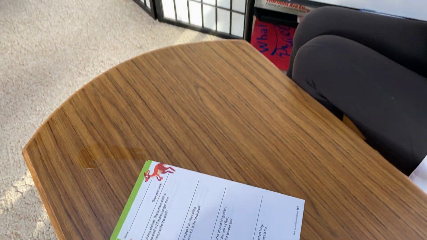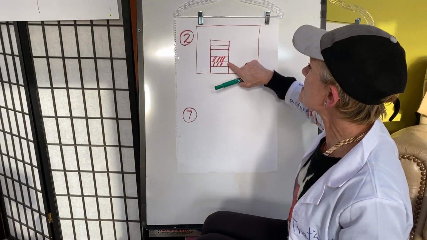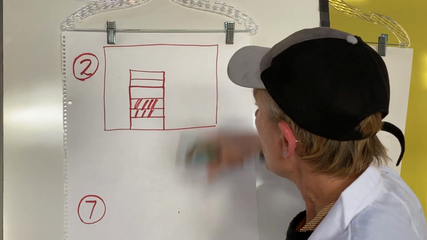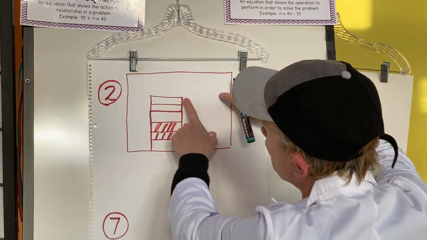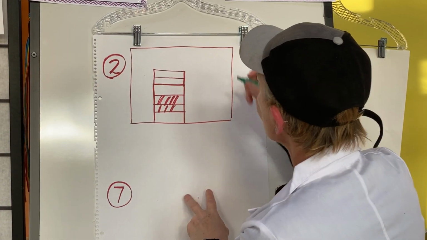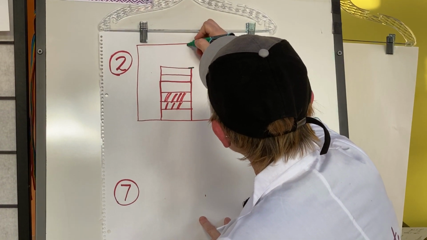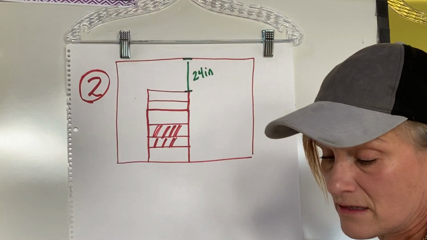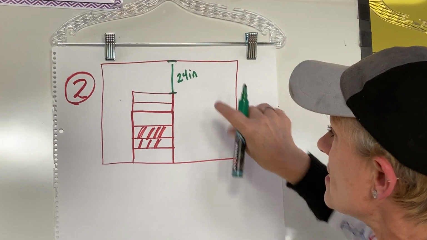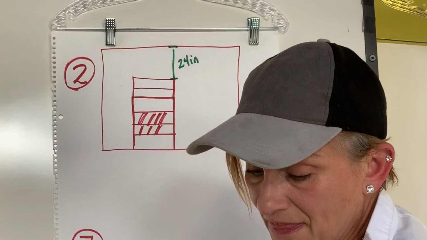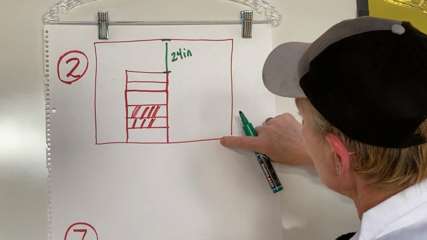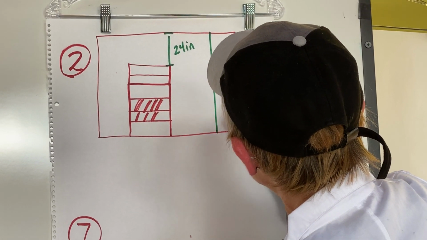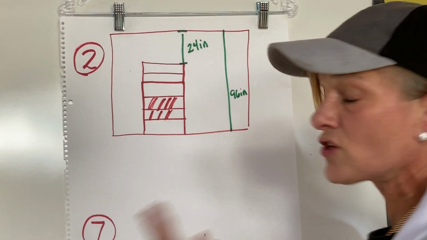So in number 2, I made kind of a picture of a room. There's my bookcase. That's kind of my own idea of a bookcase. And then here's the ceiling. And it's saying that the top of the bookcase is 24 inches from the ceiling. So that means from here to the ceiling, it's 24 inches. I needed to have this situation so I could understand what was happening. And then I said the ceiling, though, is 96 inches tall. So from the ceiling to the floor is 96 inches tall.